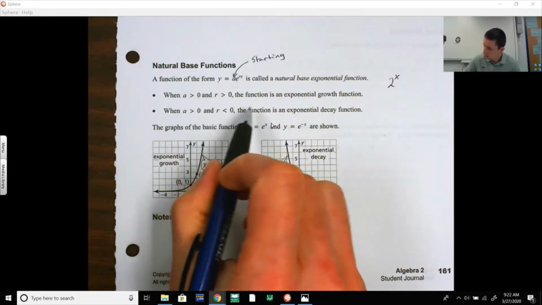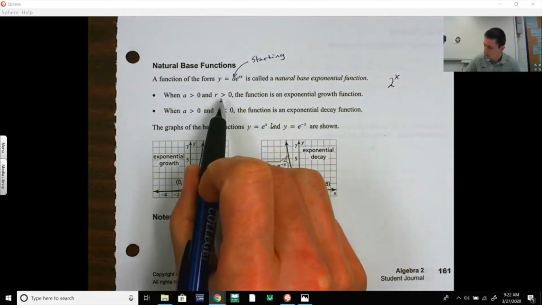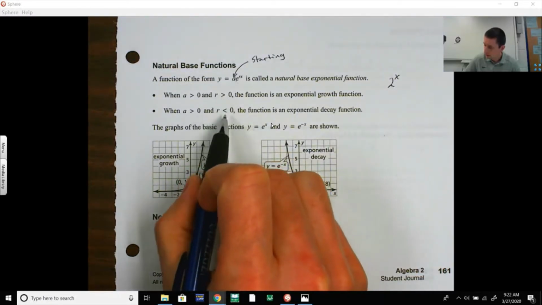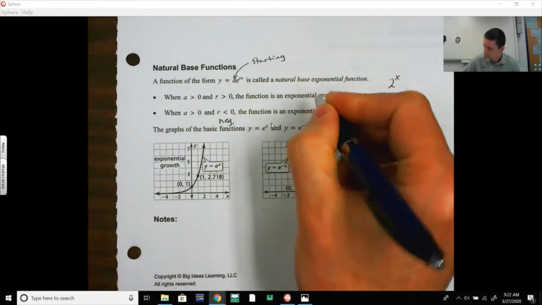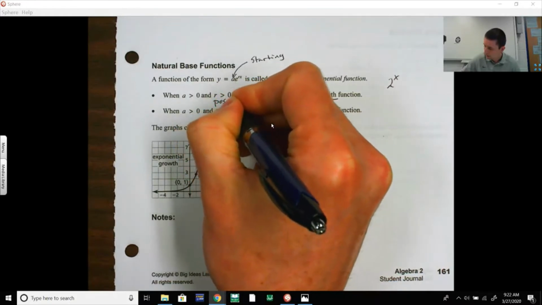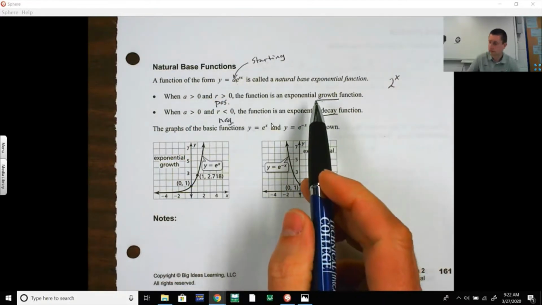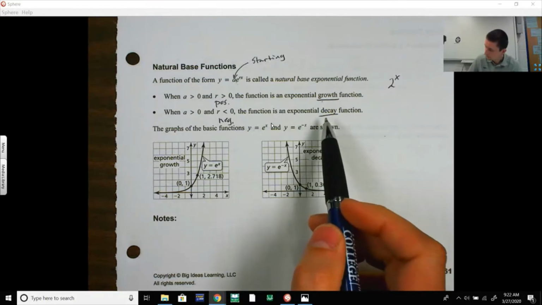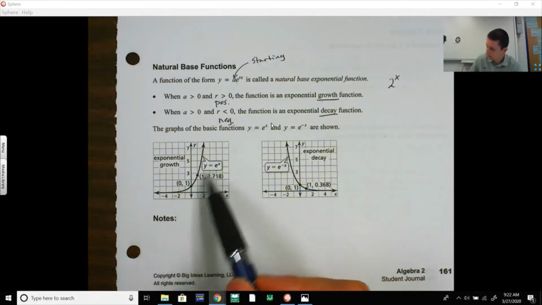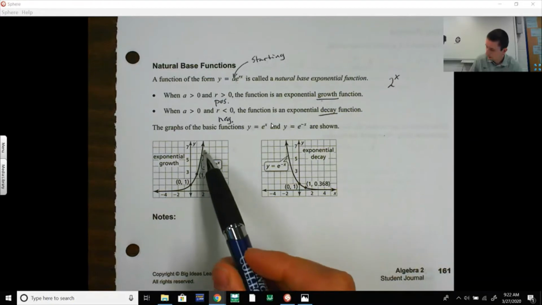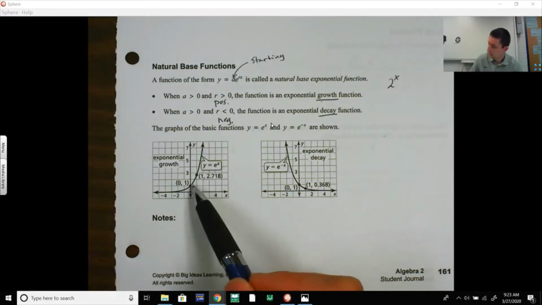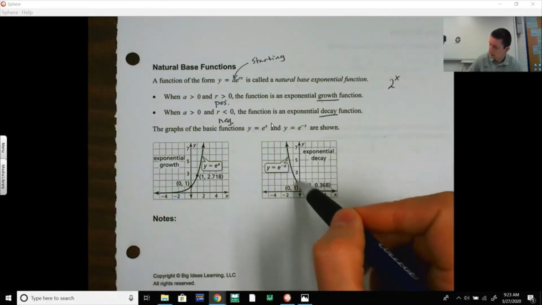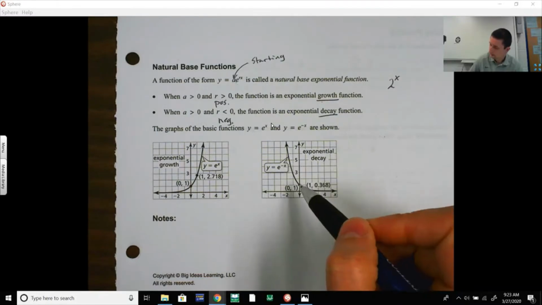r is your growth factor. If r is greater than 0, then you have a growth. If r is less than 0, that means if it's negative, you have a decay. So if your rate is positive, it's going to be a growth factor. If it's negative, it's going to be a decay factor. So your parent function here, y equals e to the x. Again, 0, 1 is your y-intercept, because if x is 0, then anything to the 0 power is 1. Exponential decay is if you have e to the negative x.